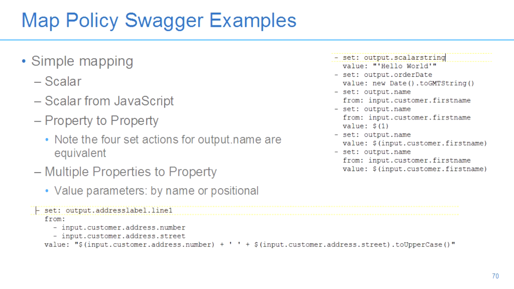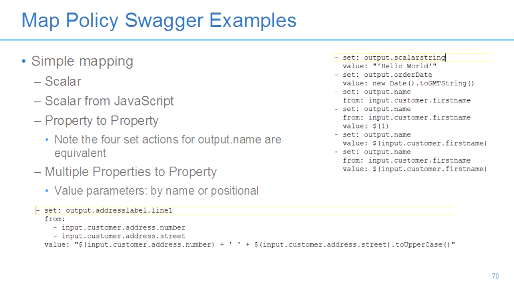Okay, so simple mapping here. Look at the right side of the screen. I have a very simple scalar mapping. I'm setting in the output document something called scalar string, and its value is just a scalar hello world string. So very simple mapping, no input document required.